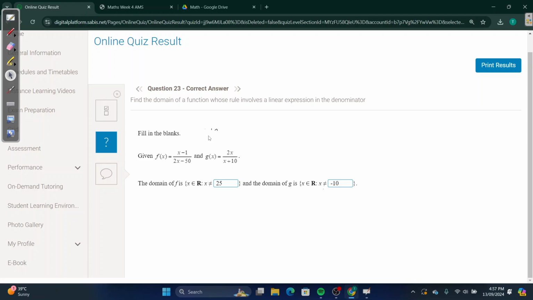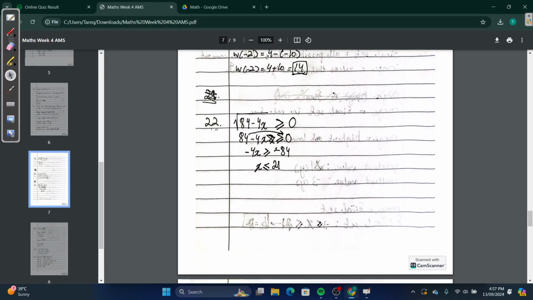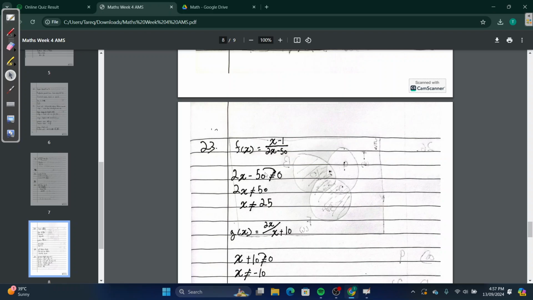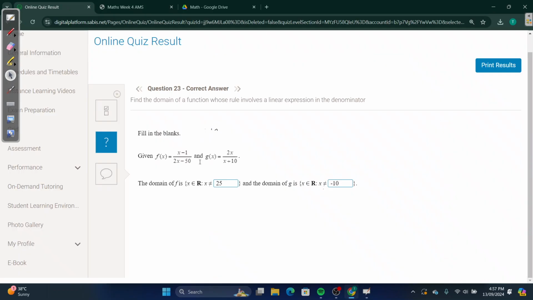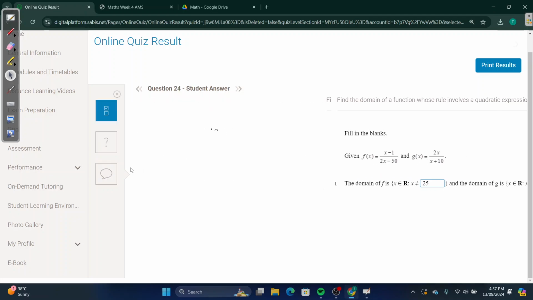Okay. Given f of x equals 1 over 2x minus 50, over 2x plus 10, you find the value that makes this undefined. So 2x minus 50 cannot be 0, 2x cannot be 50, x cannot be 25, because it's in the denominator, it cannot be 0. Same thing for this one, x plus 10 cannot be 0, x cannot be negative 10.